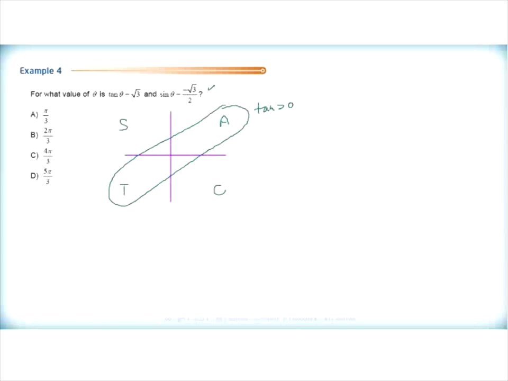And where is sine negative? Sine is negative, and I'll circle those as well, in these two quadrants. So if sine is negative in these two quadrants, and tan is positive in quadrants 1 and 3, the only place where my terminal arm could exist is in quadrant 3. So I now know that I'm looking for an angle in quadrant 3.